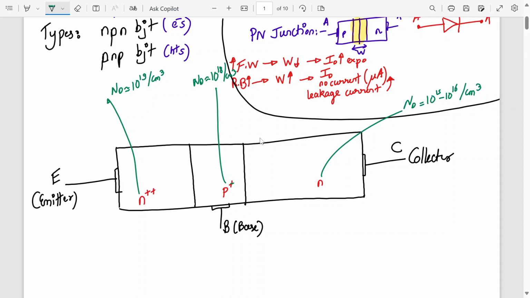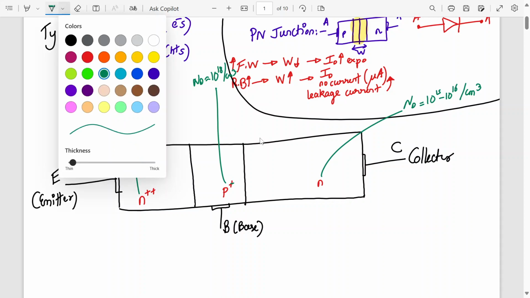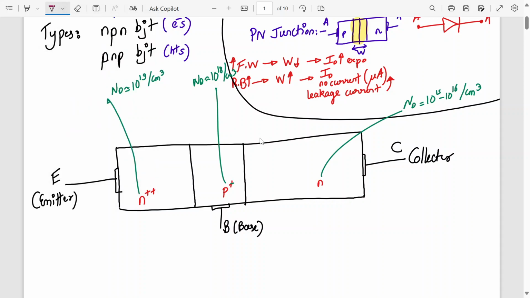So the summary for the emitter region is that the emitter is the moderate area, but it is heavily doped. Then we have the base region. The base region area is very small, as you can see from the structure itself, and it's lightly doped.